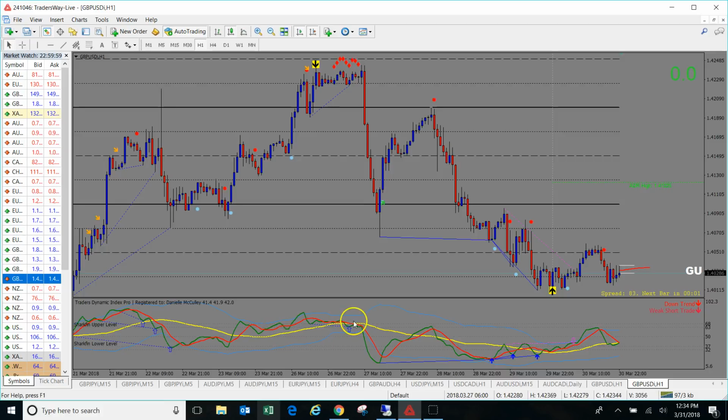You can expect a nice little breakout. So this would be considered a TDI squeeze high, and it's on the 1 hour. I mean, it's really good if it's on the 4 hour, but the 1 hour is okay. Sometimes you can catch them on the 15-minute chart too.